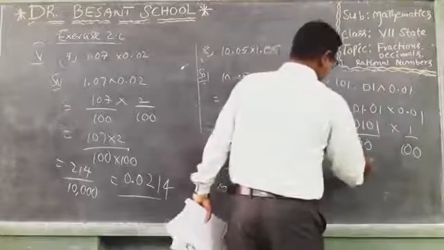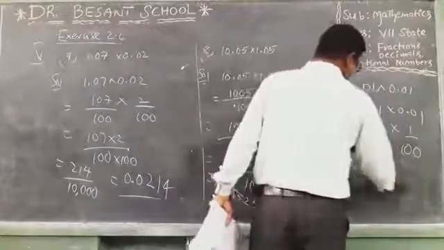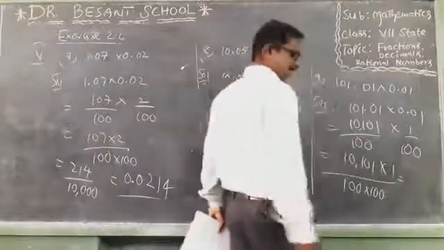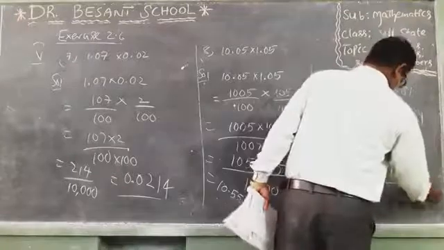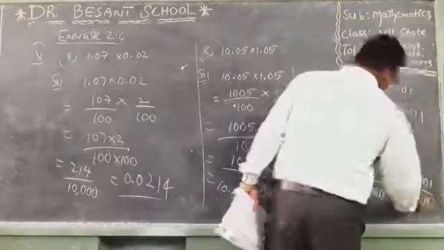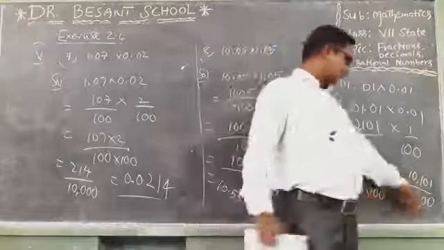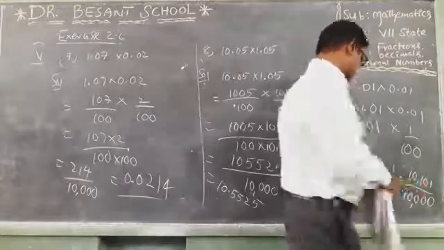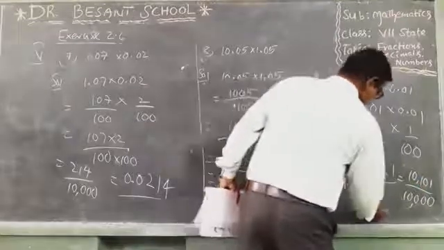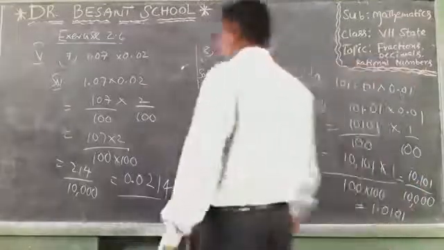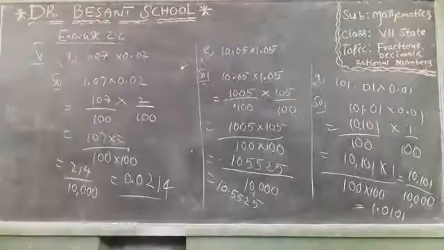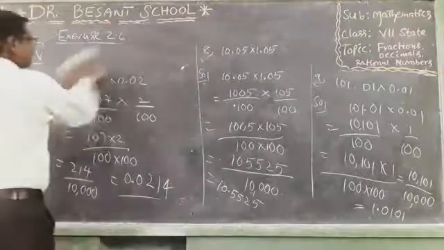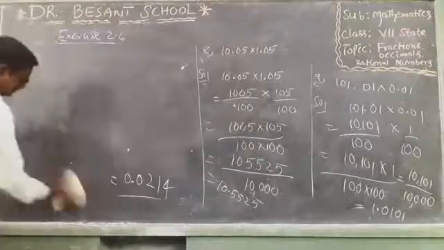So 10,101 into 1 by 100 into 100. So 10,101 into 1 is 10,101 by 10,000. In 10,000, 4 zeros are there, so after 4 digits we keep a point. 1 2 3 4. That comes as 1.0101. Okay, children. I hope that you have understood these problems, how we are simplifying without normal multiplication.